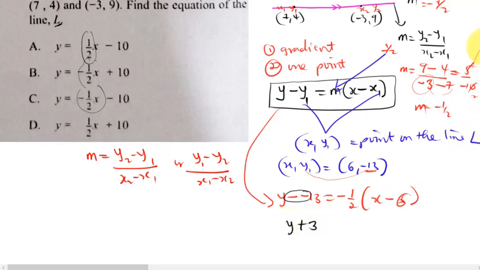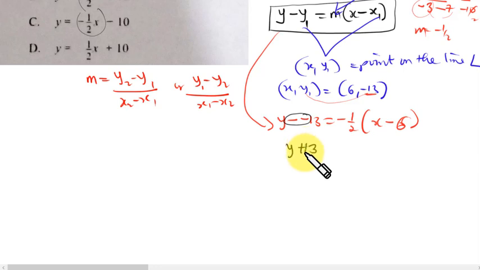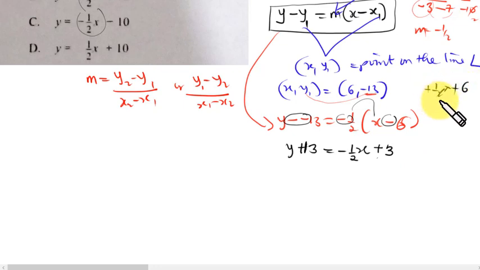All right, so we have y plus 13, and we have negative half times x, so we have negative half x, and we have negative half times negative 6, so it will change to positive. Half of 6 is 3, so when we have negative half times negative 6, these two signs cancel, and 6 divided by 2 is 3, so that will be 3.